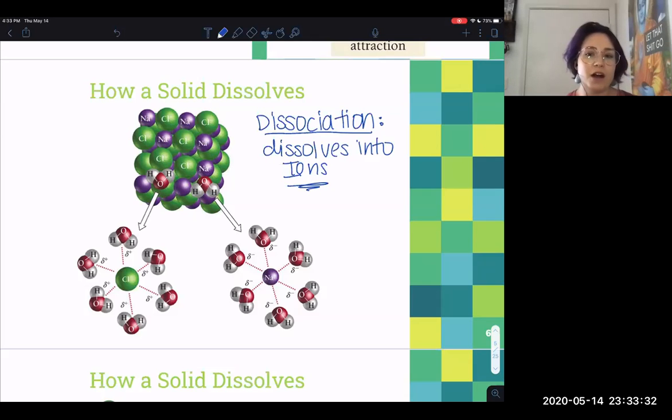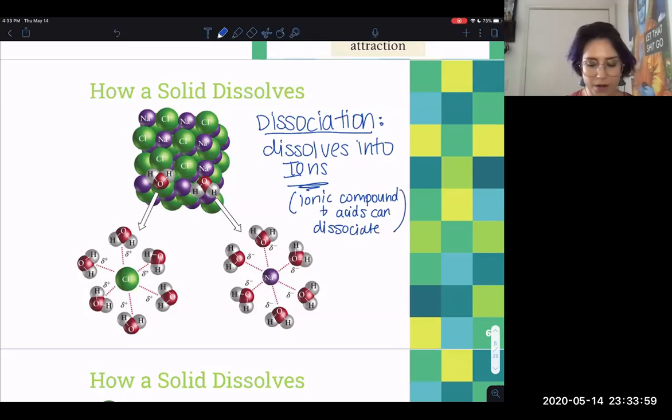Or if something does not have ions, it just dissolves. Dissolves just means water is breaking that substance apart. Dissociation is a special type of dissolving that makes ions. So ionic compounds and acidic compounds can dissociate. Covalent compounds cannot dissociate because they do not have ions, so they will not make ions. Acids, when they break up in water, will make ions, and ionic compounds obviously will make ions. But covalent compounds will not dissociate. They can dissolve, but they cannot dissociate.